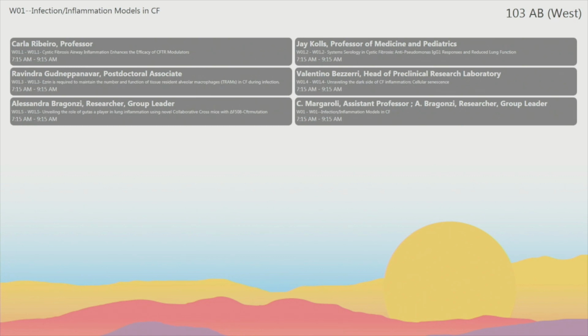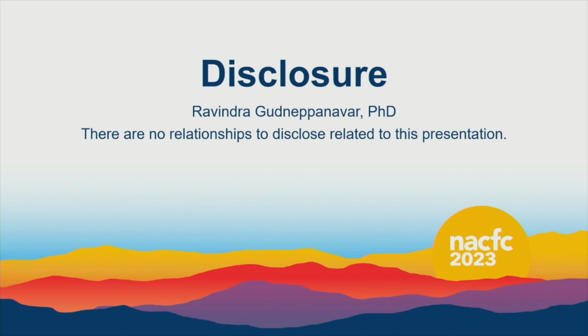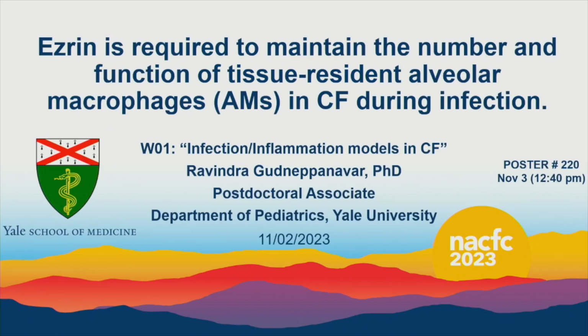So I would now like to ask Ravi to come to the podium. I shortened your name because it's very difficult to pronounce, but you can say it yourself. May I open your presentation? Oh, I'm sorry. Okay. His presentation is entitled Erzin is required to maintain the number and function of tissue-resident alveolar macrophages in cystic fibrosis during infection. So the podium is yours, Ravi.